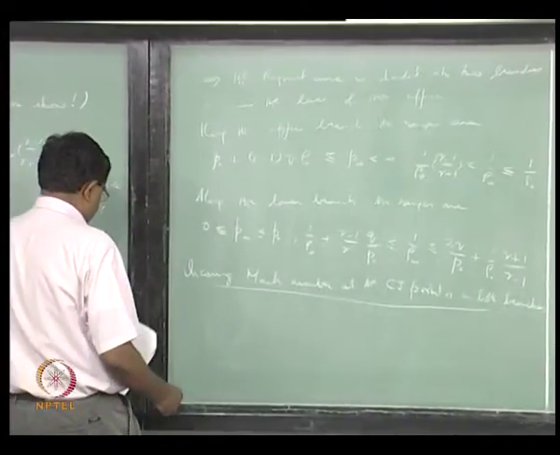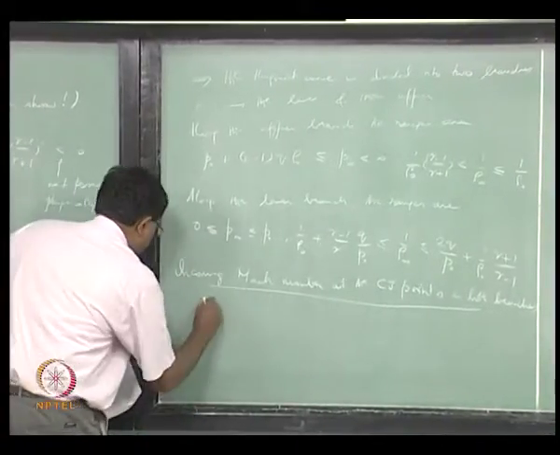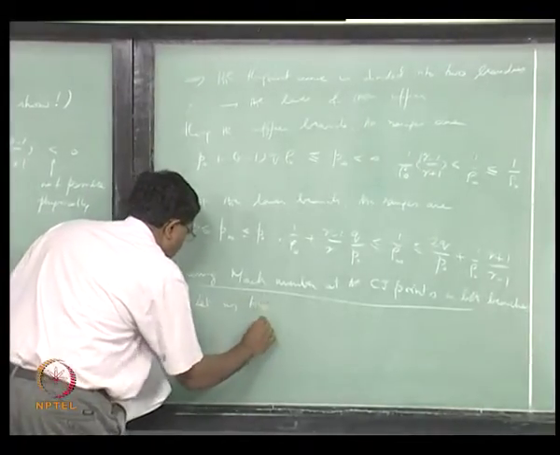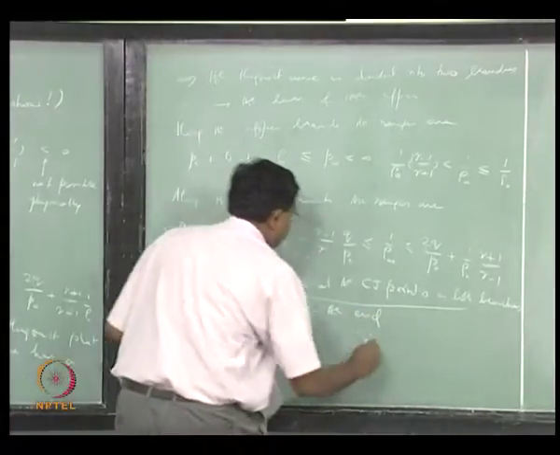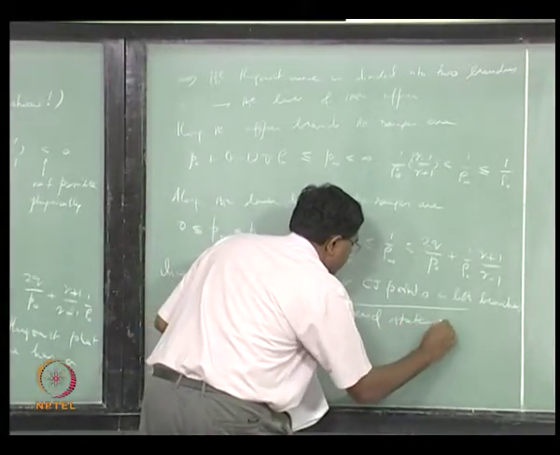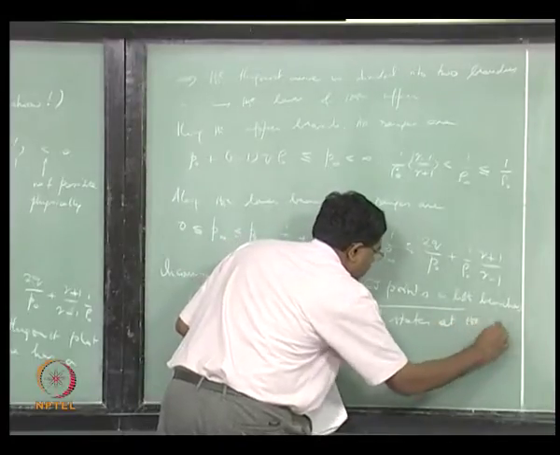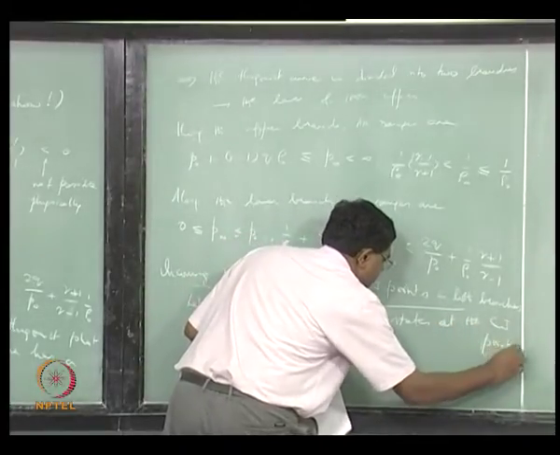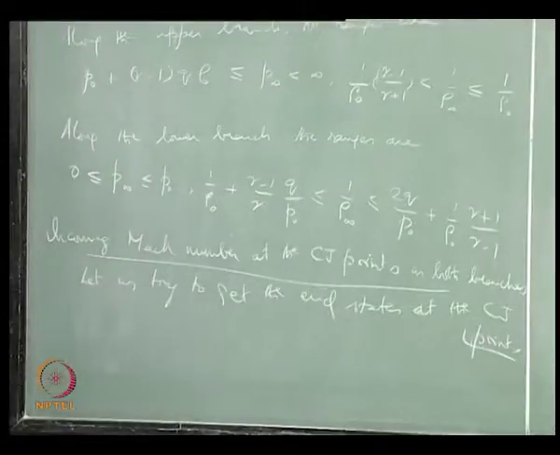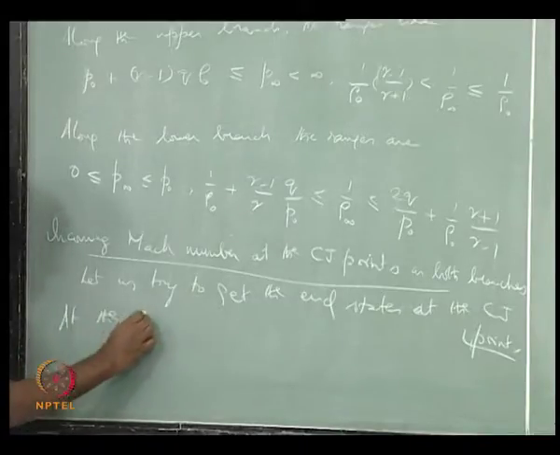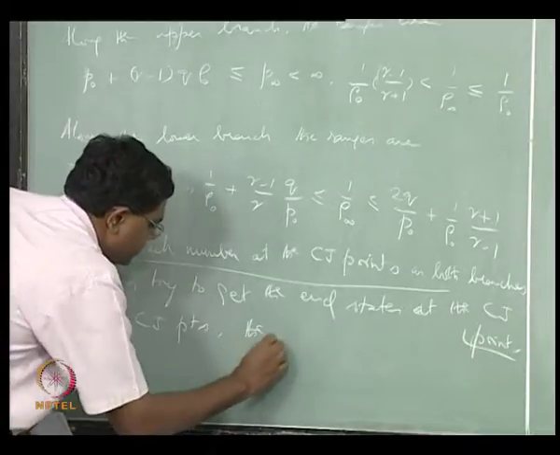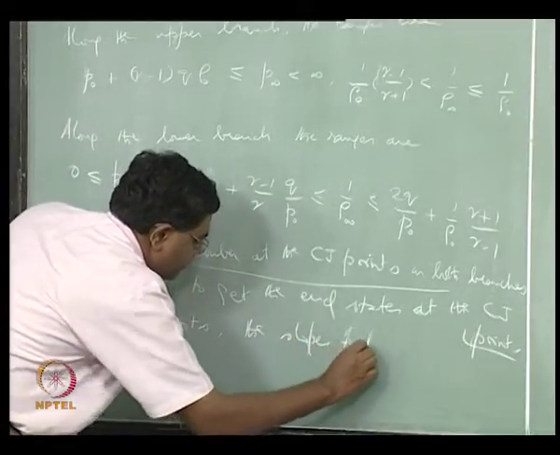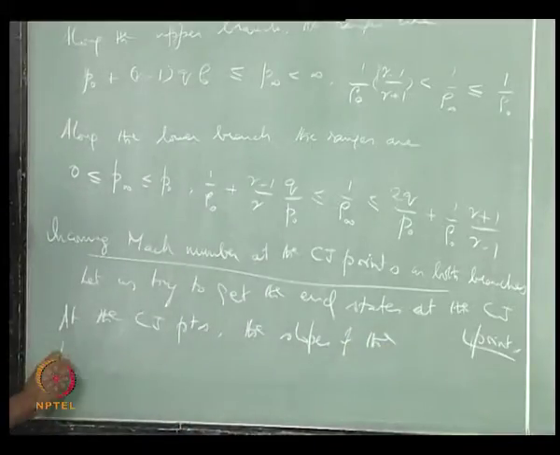So let us first try to get the end states at the CJ points. End states as in the infinity conditions. At the CJ points, the slopes of the Rayleigh line and the Hugoniot curve match.